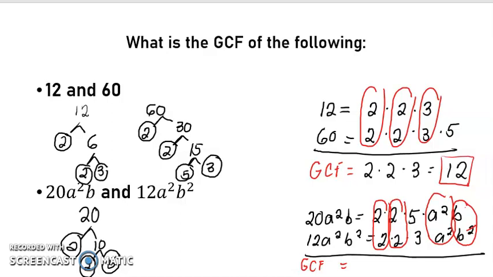So, let's write it. We have 2 times 2 times a squared times b. Let's simplify. This is equal to 4a squared b. Okay? So, the greatest common factor of 20a squared b and 12a squared b squared is 4a squared b. Okay? Now, let's go to our last example.